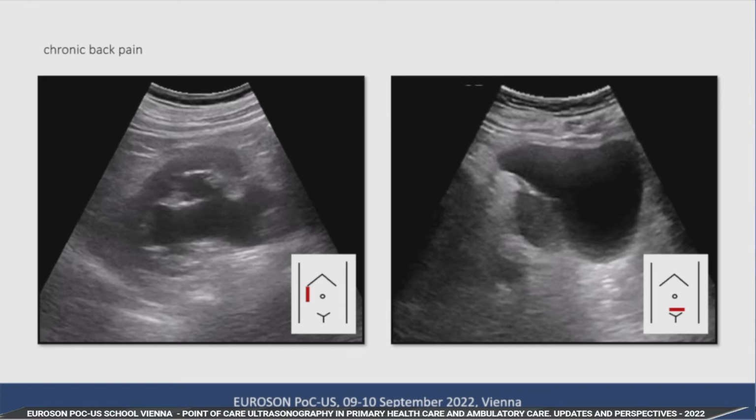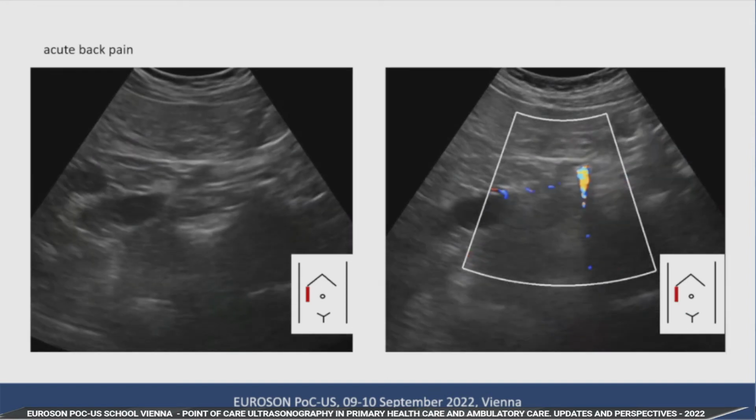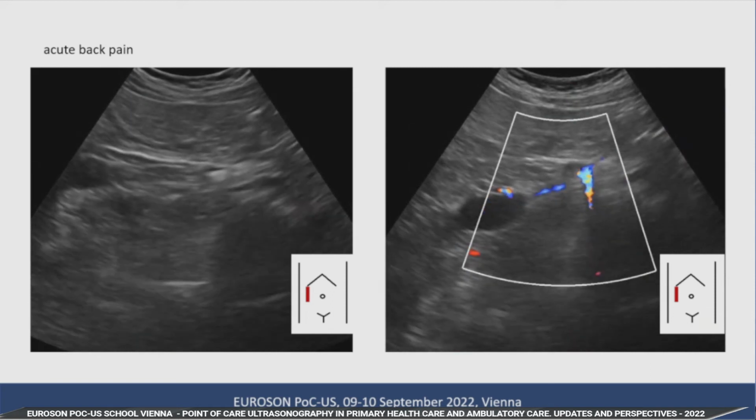So let's put the transducer to the urinary bladder, and now we can see there is a tumor over there. This is a cancer, as you can see here, in a bladder. It is causing dilatation of the pelvicalyceal system. But there might be another cause of dilatation of the pelvicalyceal system in a patient with acute back pain.